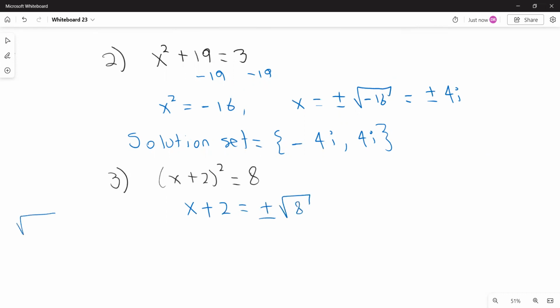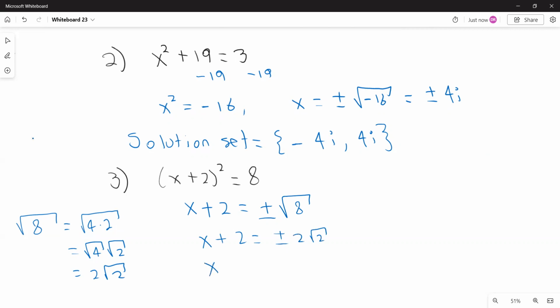Now, square root of 8 is the same as square root of 4 times 2, or 2 times square root of 2. Okay, so x plus 2 is plus minus square root of 8, or plus minus 2 square root of 2. So x is negative 2 plus minus 2 square root of 2. And that is the solution set.